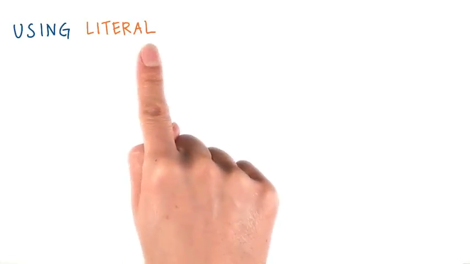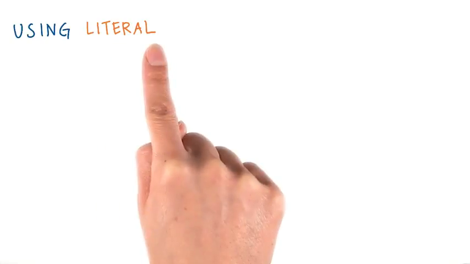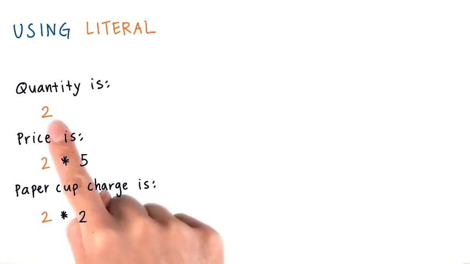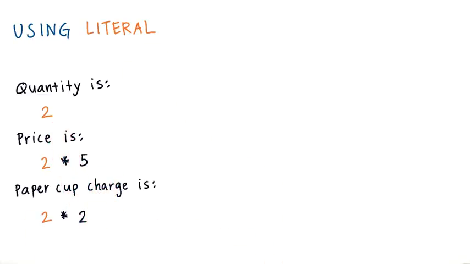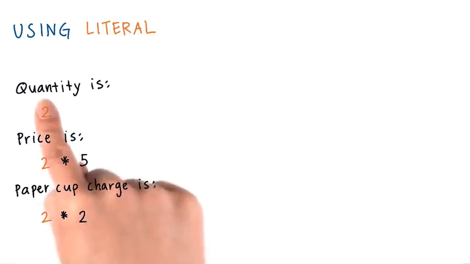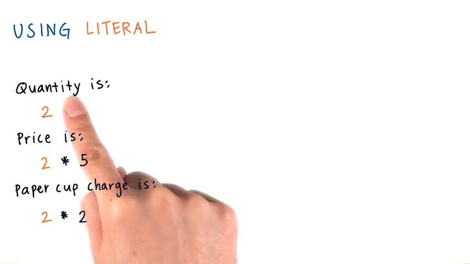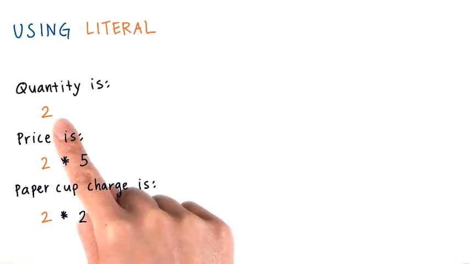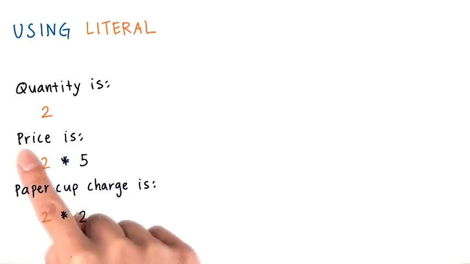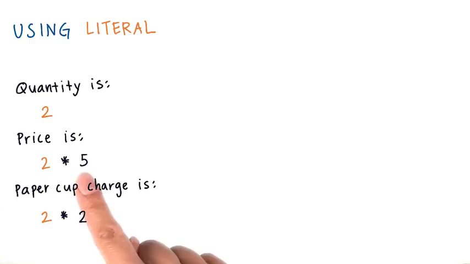Before, we were using a literal value to represent the quantity of coffee cups ordered. A literal means a fixed value, like the number 2. Technically, the 5 and this 2 are also literal values, but we're just talking about using literals for the quantity right now. So if we say the quantity is 2 cups of coffee ordered, then when we calculate the price, we have to do 2 times 5, since each cup is $5. If we want to charge the customer for a paper cup, because they didn't bring their own cup and they like to waste trees, then we charge them $2 per cup. So that's 2 cups times $2.